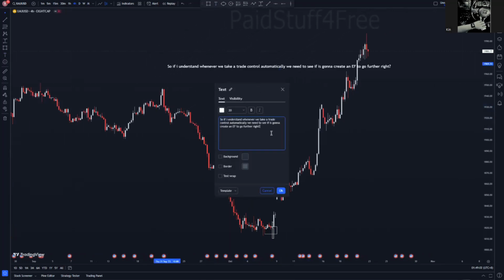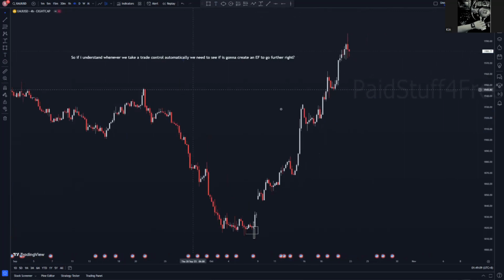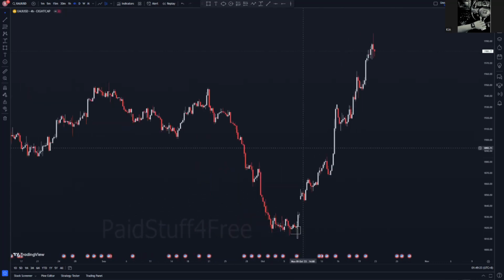So this is the question. If I understand, whenever we take a trade control, automatically we need to see if it's going to create an EF? Yes, exactly. And one more thing you guys need to understand: when the price creates an EG, what does it mean? When the price creates an EF, what does it mean?